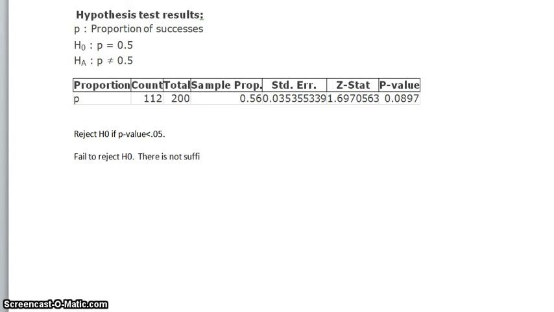and say that there is not sufficient evidence to conclude that p differs from 1/2, 0.5, not 0.05. Don't get those confused. In other words, we can't conclude that the proportion of people who recycle differs from 0.5.